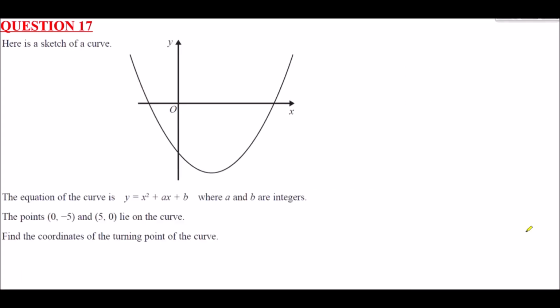Question 17, we have a quadratic curve. A bit of a puzzly type question here. So we've got the equation of a curve is x squared plus ax plus b, where a and b are integers. So we're told they're basically whole numbers that might be negative. So we're told the points (0, -5) and (5, 0) lie on the curve. So let's just add these in now. (0, -5) is just essentially telling us the y-axis intercept. It's saying when x is 0, y is -5. Likewise, this point here is telling us when x is 5 that y is 0.